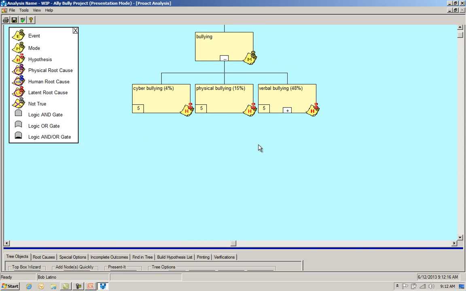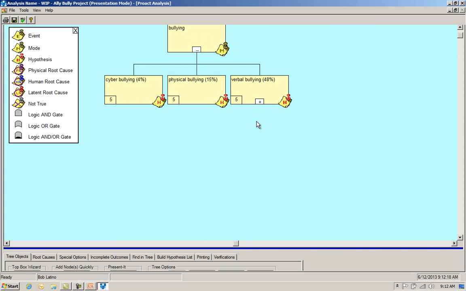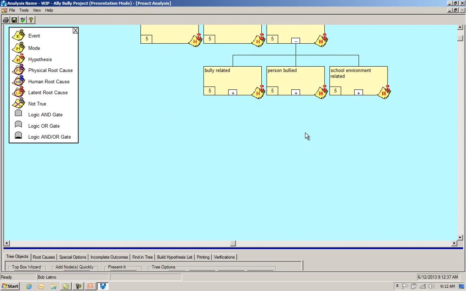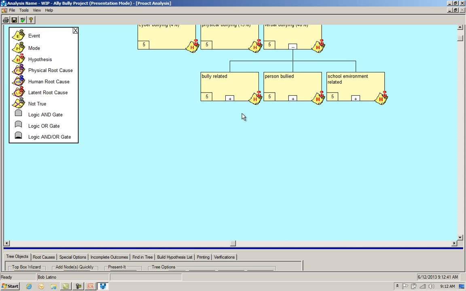Okay, so for the sake of example, we're going to continue down the verbal bullying side because that represents the largest part. So how could we have verbal bullying? Well, as a system, in order to have bullying, we need to have a bully, we need to have a person being bullied, and we need to have an environment in which to be bullied. So let's explore all of those. So now we're going to say it's going to be bully related. How can it be bully related?